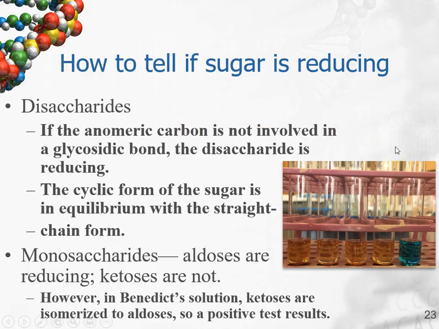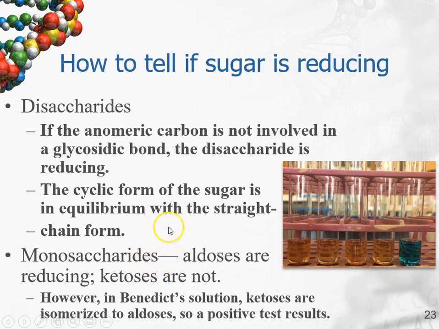So how do you tell? A summary: how to tell if a sugar is reducing. This is a test that I did, from my lab. I did this with my natural science class, and I had glucose, fructose, maltose, and lactose. All of them were positive, as I just showed you. And that was sucrose. So sucrose stayed blue. That was a negative test.